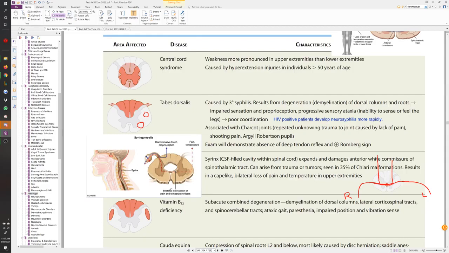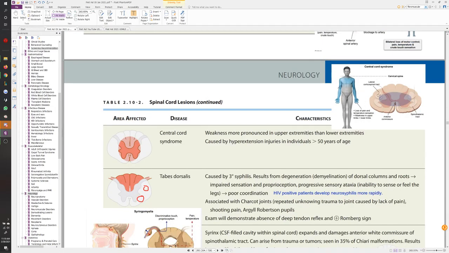As you can see, they put an X right there. This is bilateral. They're showing you one side. The other side would do the same thing as well, and that's not going to make it past that point. That's because they have a little syrinx here, this collection that's compressing the anterior white commissure. But nothing else. No weakness in muscle, no ataxia, nothing else. CSF-filled cavity with spinal cord expands and damages the anterior white commissure of the spinal thalamic tract. Can be due to trauma or tumors, seen in 35% of Chiari malformations. And you get this cape-like distribution of bilateral loss of pain and temperature. The cape looks just like this.